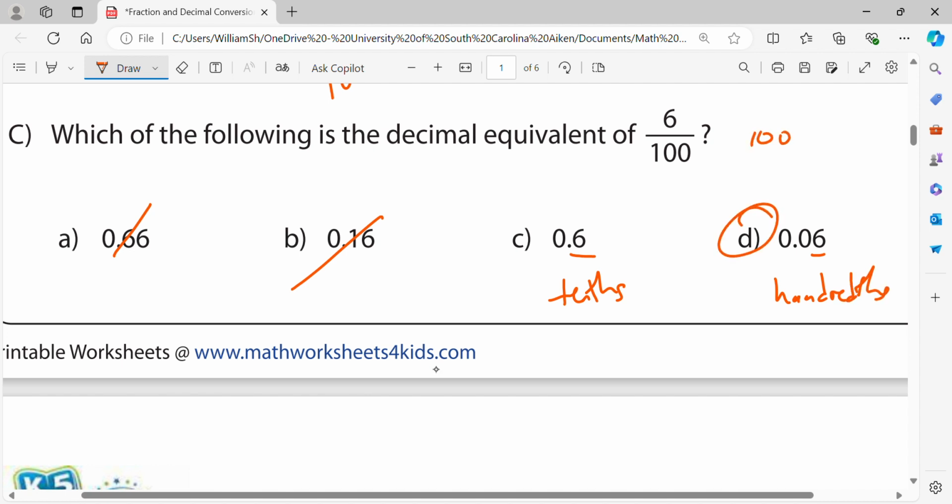So I'm doing 100 divided into 6. So remember, it won't go into 6 there. So we have to add a 0. 100 also won't go into 60. So we're going to have to add an additional 0. And then we can see that 100 goes into 600 6 times. And that's where we get the 0.06. Okay, so let's finish this up here. So this would be 0.06.